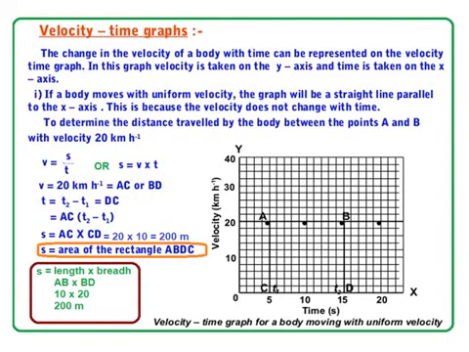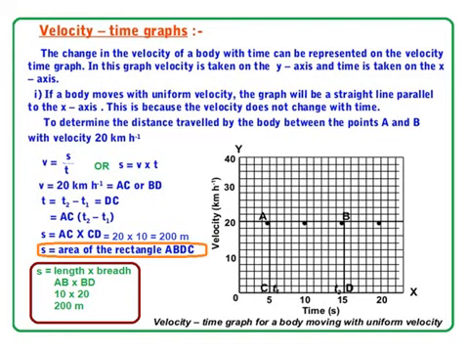We have the formula velocity is equal to distance traveled divided by time. Here S is the distance traveled and T is the time. So from this, distance traveled is equal to velocity into time. So by formula, we can calculate the distance traveled by multiplying the velocity with the time.